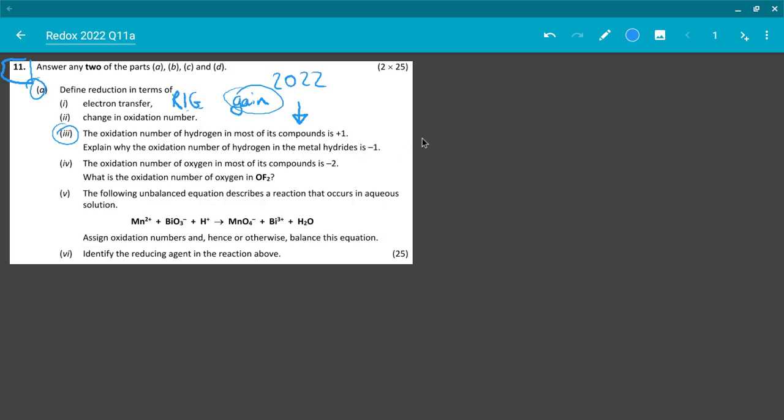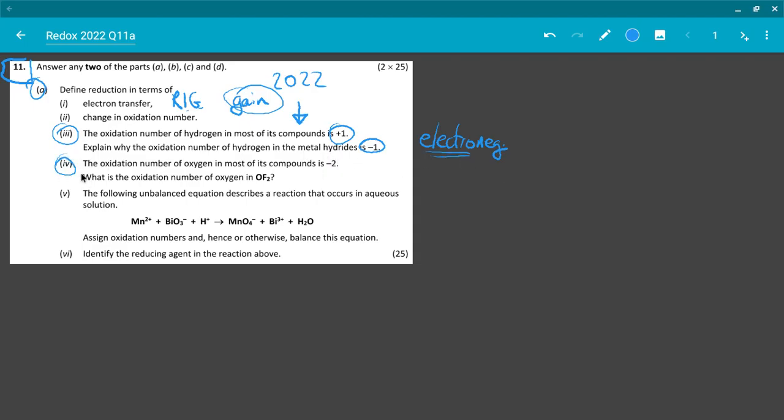This comes down to electronegativity. Hydrogen is more electronegative, so it's got more attraction for the electron, so the electron leaves the metal. And that's why the metal is +1 and the hydrogen is -1. Okay, just the difference is due to electronegativity.